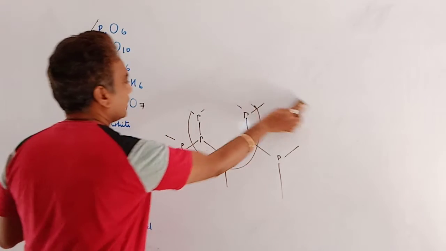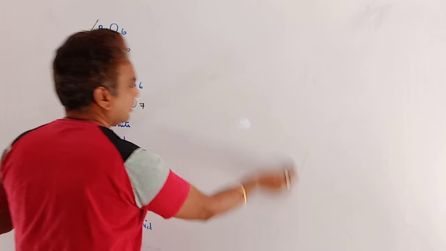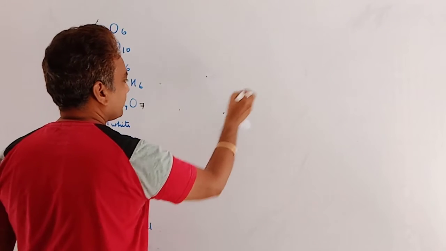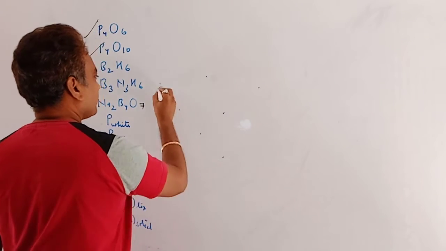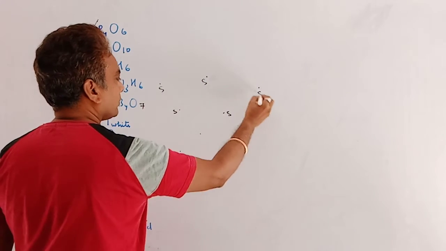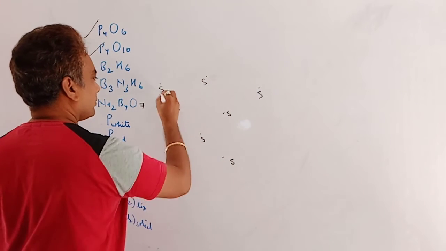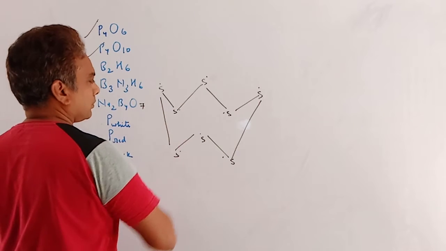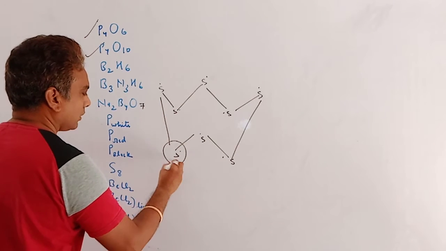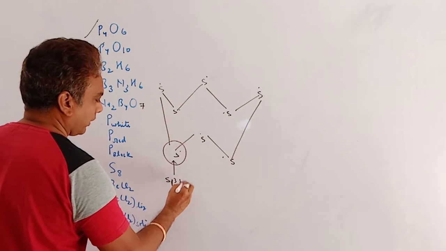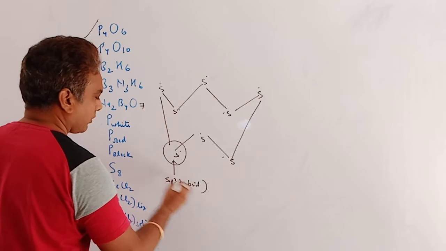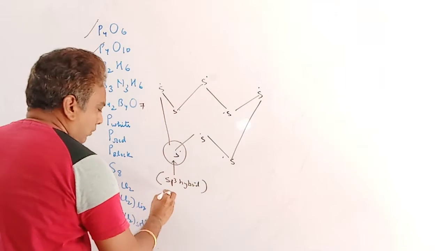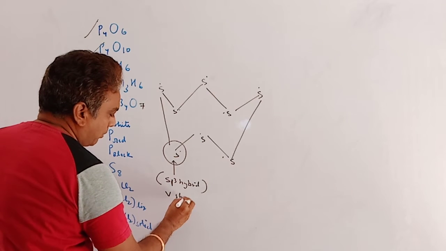Now S8, it is the rhombic sulfur crown structure. With respect to each sulfur, the hybridization is sp3. And geometry, due to presence of two lone pairs, it is a V-shaped molecule.